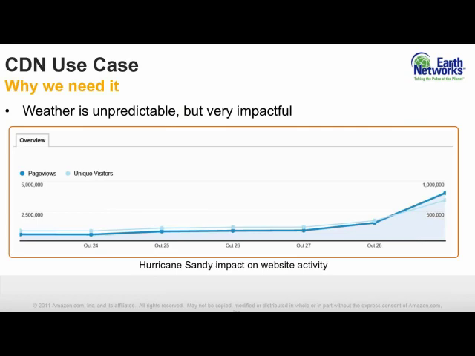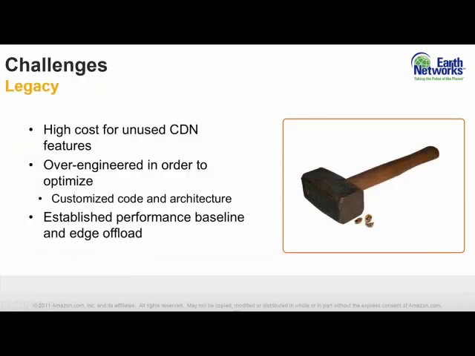Now, one of the biggest hurdles we knew we were going to face when we were considering switching CDN providers was the scope of how dependent we were on our previous provider. We had spent the last 6 years optimizing our code, our architecture, and cache structure to get the best possible cache hit ratio and edge offloading.